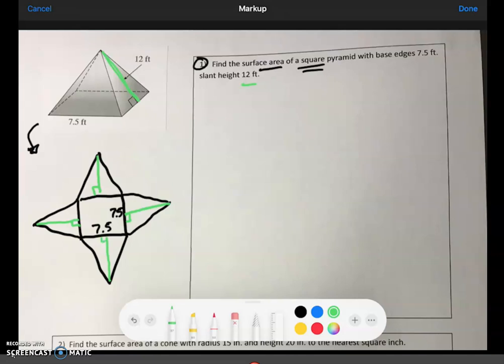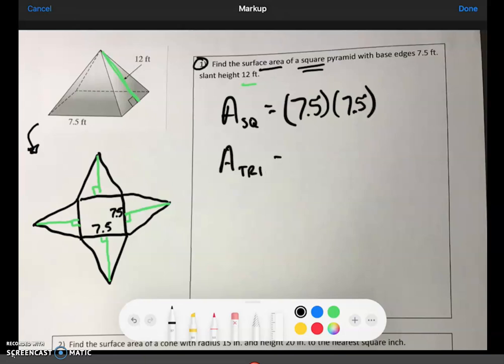So in order to figure out the surface area of this guy, it's basically the area of a square, which is 7.5 times 7.5, base times height, and then the area of a triangle, which is 1/2 base 7.5 times the height. Now the height in this case is the slant height of 12, and of course there are 4 of those.